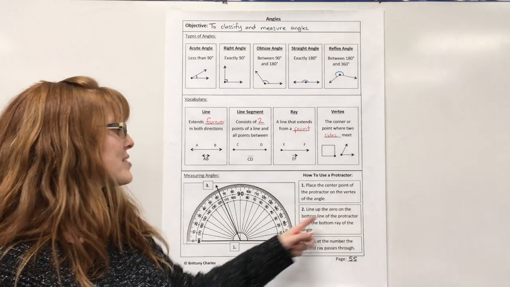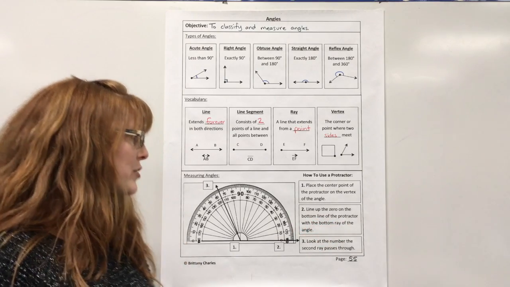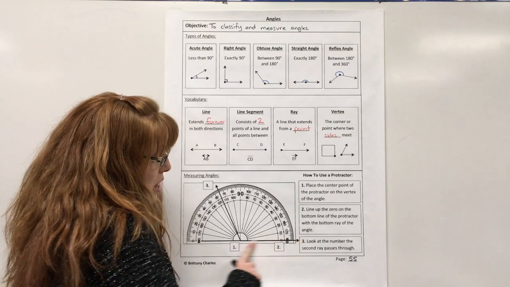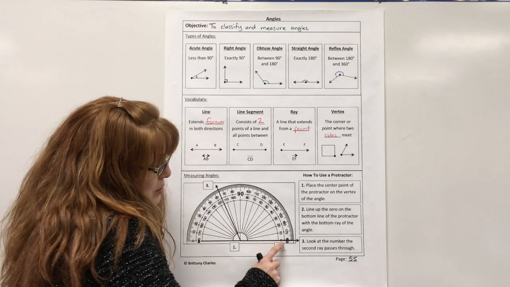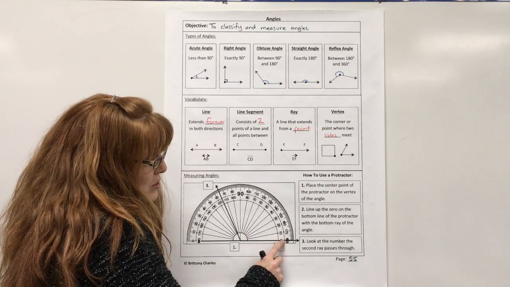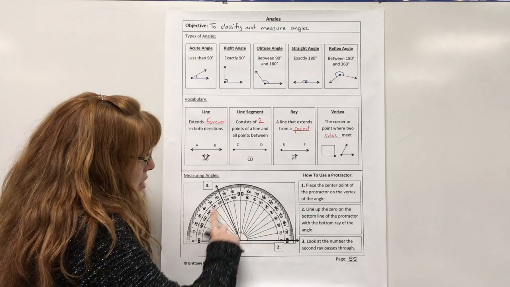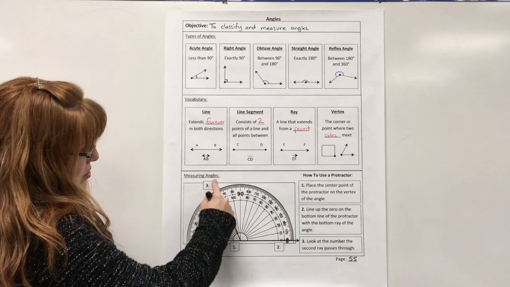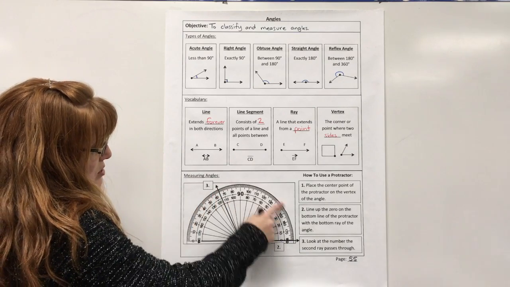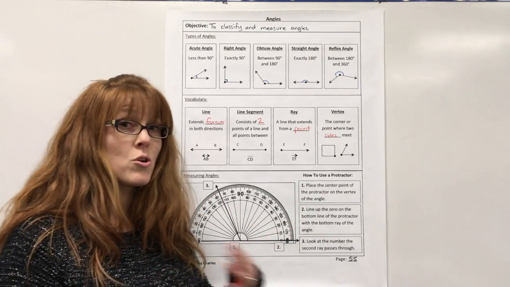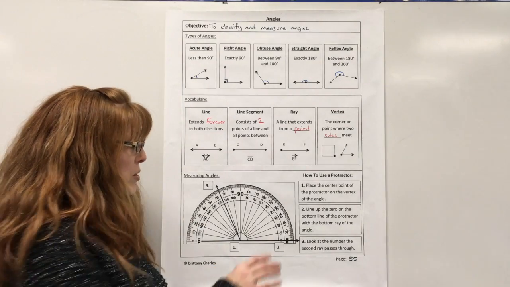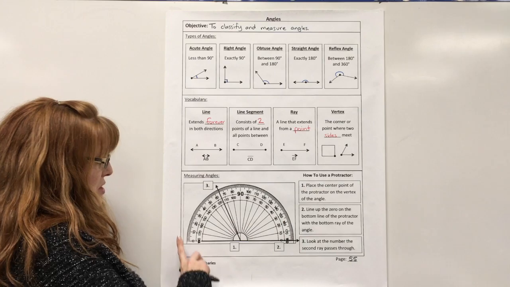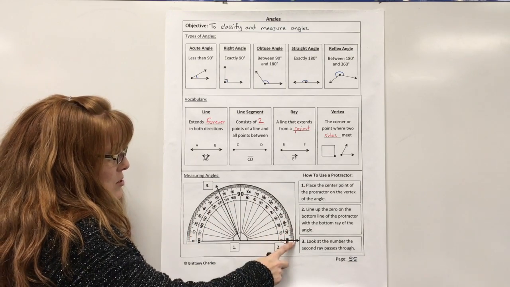Then it says line up the 0 on the bottom line of the protractor with the bottom ray of the angle. So here's the bottom ray or side of this angle. So I lined this up with a 0. Now I could line it up with this 0, which is on the inside, or I could have twisted the protractor and lined up 0 with this side too, which is on the outside. It's important to make sure you notice whichever side you line it up with, because if you line it up with here, you got to look at the inside numbers. If you line it up on the other side, you look at the outside numbers.